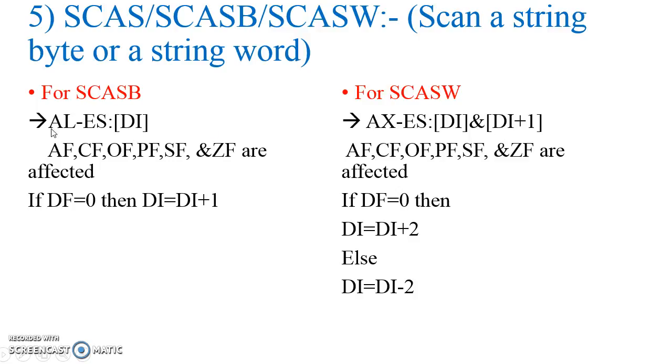Therefore, the string to be scanned must be in this extra segment, and the DI register, the destination index register, must contain the offset of the byte or the word to be compared.